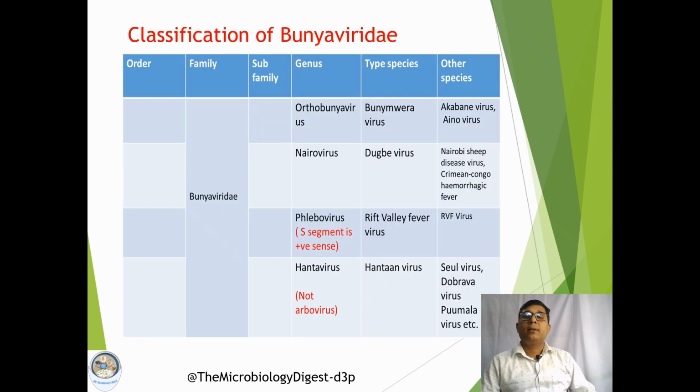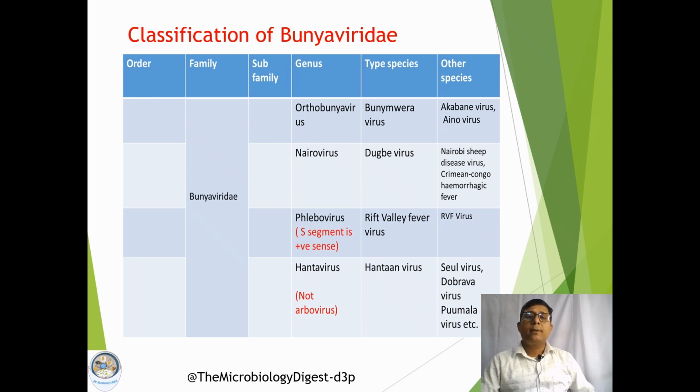Okay, this is the classification of this family. Bunyaviridae is classified into 4 different genera: Orthobunyavirus, Nairovirus, Phlebovirus, and Hantavirus. Out of these, hantaviruses are not arboviruses, and the rest are all arboviruses.